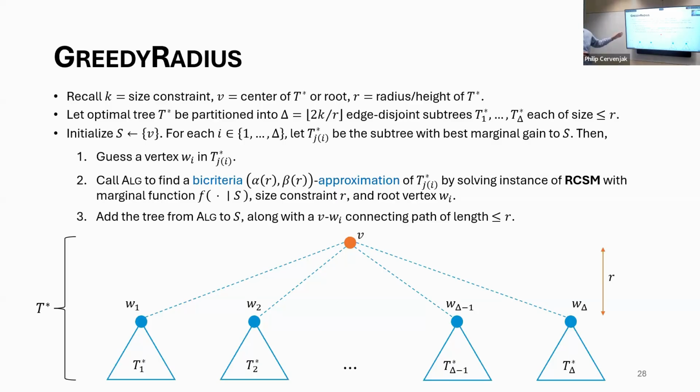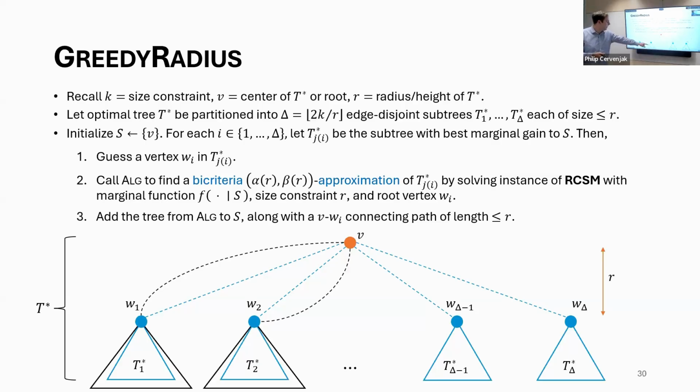And then once we get back that solution, we just connect it to our current solution S. So the algorithm progresses like this. We assume that each of these subtrees of T star has the best marginal gain in order from left to right. It might guess this vertex and then approximate it. Might guess this vertex and then return an approximate solution, and so on.